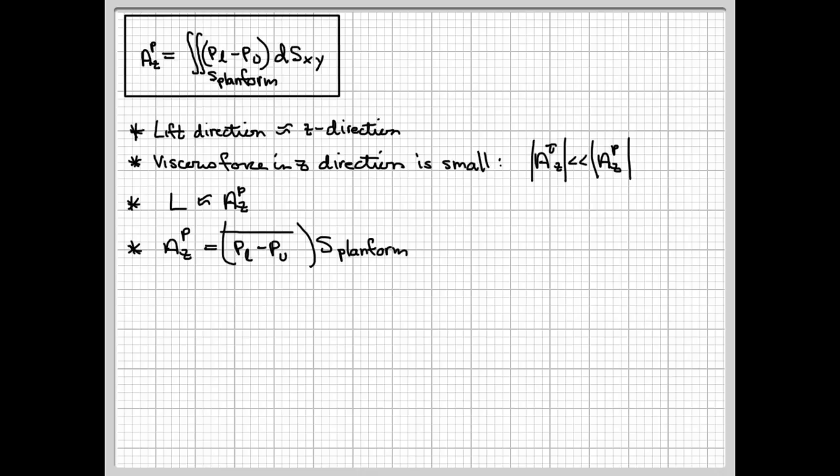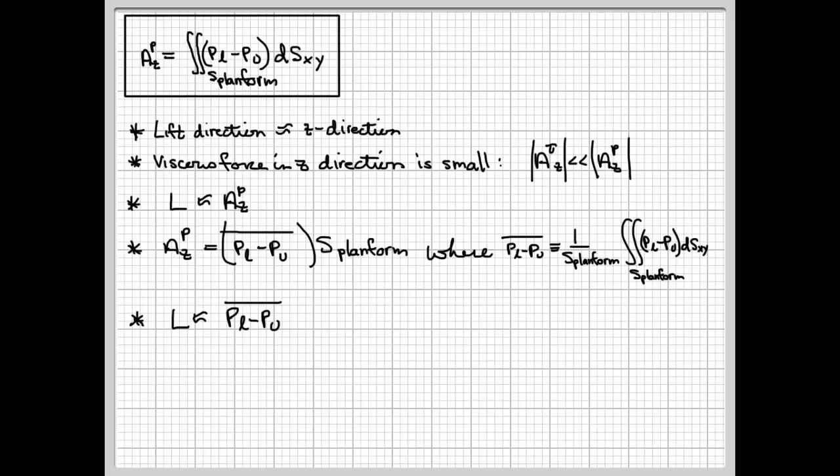Now we can go one step further and define an average pressure difference, where this average pressure is 1 over the planform area times the pressure difference integrated over that planform area. So I can think of A_ZP as being equal to the average pressure difference between the lower and upper surface multiplied by the planform area. Because the lift is very much dominated by A_ZP, I can say the lift is approximately equal to the average pressure difference between the upper and lower surface multiplied by the planform area.